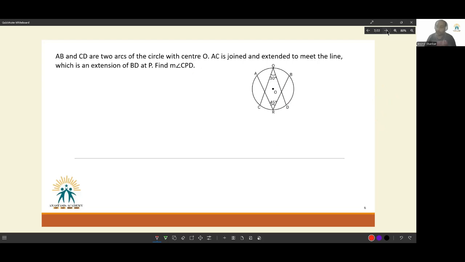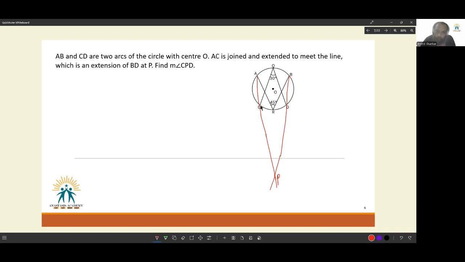Next question now. AB and CD are two arcs of the circle with center O. AC is joined and extended to meet the line, which is an extension of BD at P. Measure angle CPD. So this AC gets extended here. This BD gets extended here. And they meet somewhere at this point P. This is external. This is external intersection of two chords AC and BD.